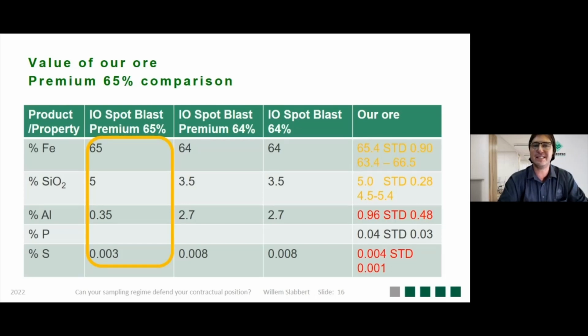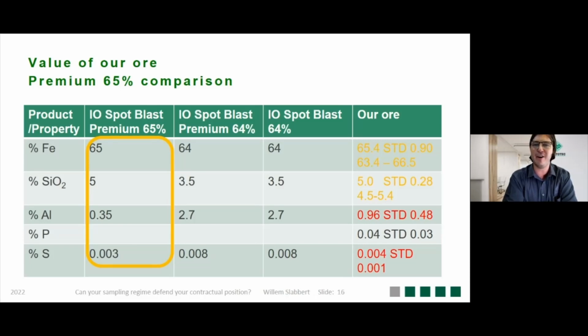If our intended sale of product is to sell an IO spot blast premium product, we would need a grade of 65% iron ore on the first row of this table. If we have a look at the analytical results of our ore from our reliable sampling process and laboratory, we would note an average grade of 65.4. And that's good news because we are exceeding the minimum requirement of 65%. However, at a standard deviation of 0.9, some shiploads might be under and some shiploads might be over. The question is what type of penalties or bonuses will we receive in those two respective instances.